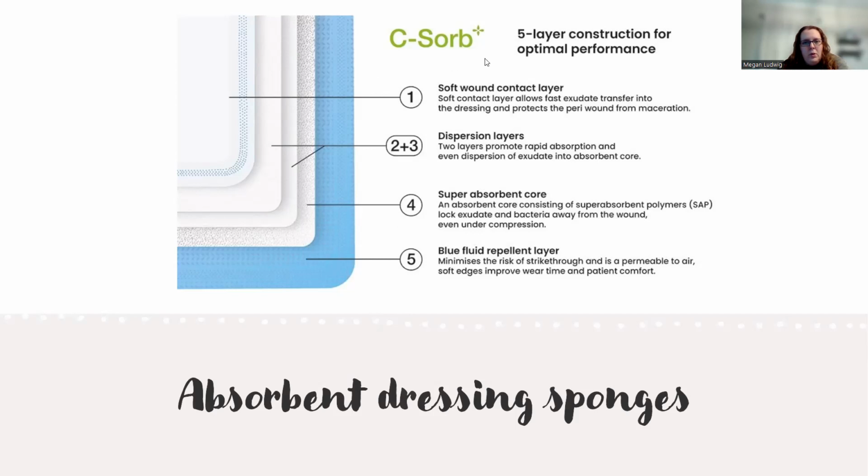So here's one example. It's called a C-sorb dressing. Tegaderm's a good example. There are several different companies that make something very similar. We have multi-layers that do different things. Your contact layer does allow for some transfer of exudate. You've got the absorption layers in the middle, and then the outer layer is fluid repellent and keeps bacteria from entering, but still has some permeability to air. So it's basically a 3-layer dressing with 5 layers. You'll hear 3-layer dressings pretty often.